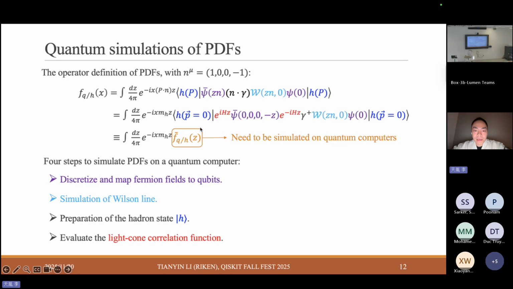The hadron state also needs to be prepared on a quantum computer. And finally, we need to evaluate the Lie-Cohen correlation functions. Yes, that is because this 2-point correlation function is alongside the Lie-Cohen. Yeah, the N here is the Lie-Cohen, the method alongside the Lie-Cohen.